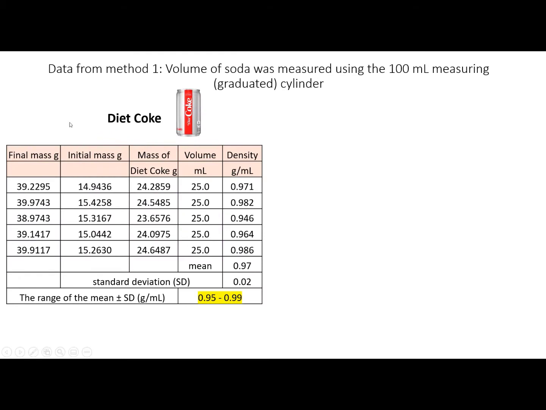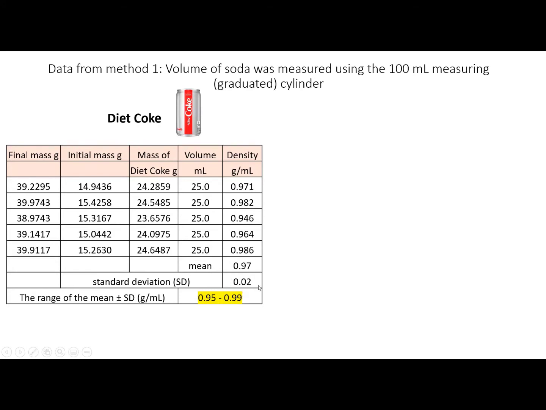I gathered this data using method 1. In method 1, the volume of soda was measured using the 100 milliliter measuring cylinder, and this is the data I gathered for Diet Coke. I gathered 5 replicate measurements. This is the final mass, this is the initial mass, this is the mass of Diet Coke determined by final mass minus initial mass. This is the volume measured using the measuring cylinder, and the density is calculated using the mass and volume measurements. And this is the mean of these 5 replicate measurements.